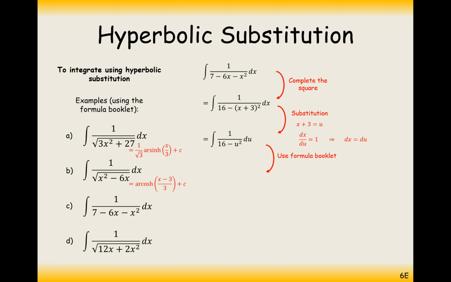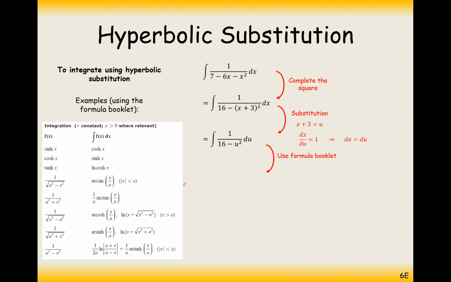Go to the formula booklet. And which integral are we going to be using here? It will be this bottom one. It will be no square root involved. It would be just 1 over a squared, and a squared will have to match up with the 16 here, so a will be 4. So the answer is going to be 1 over 4 r tanh x over 4, or u over 4 rather, because we were integrating with u here.